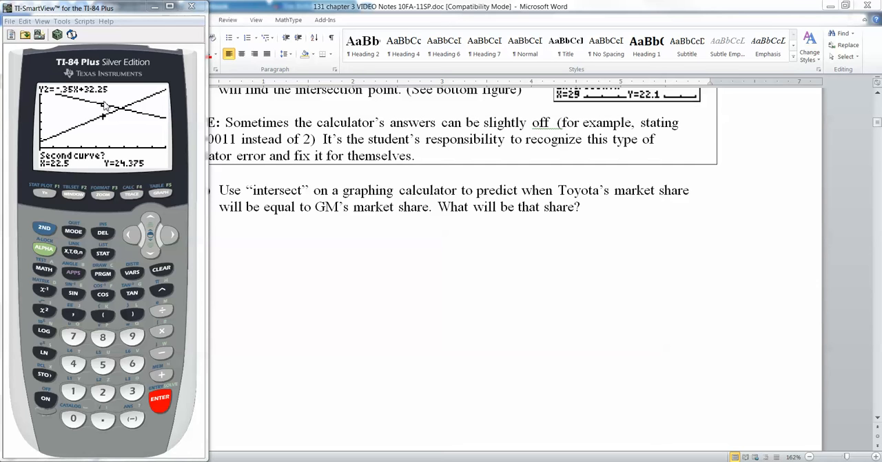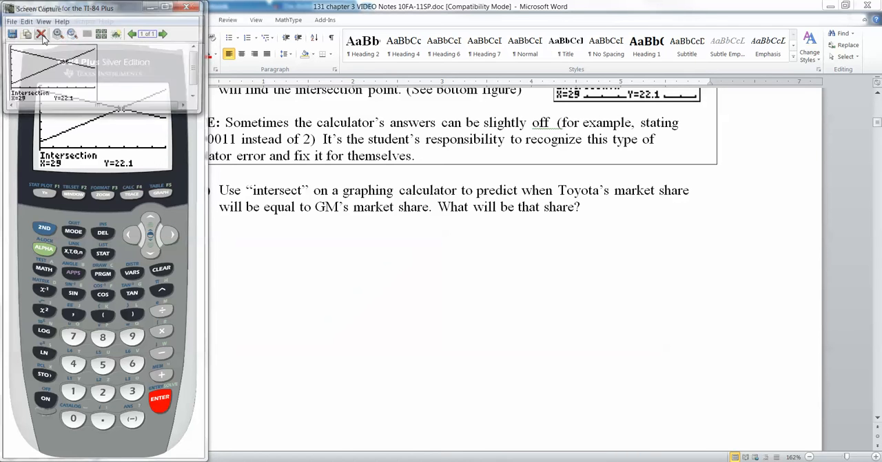It hops automatically to the other curve. So that's y2. It's saying, hey, is y2 your second curve? You want to say yes, so you press enter. Then it's saying, what is your guess? So currently your guess is wherever this little blinky cursor is. You can move it to the right and move it closer. You just need it to be kind of close to that intersection point, and press enter. And there it is. It finds it for you.